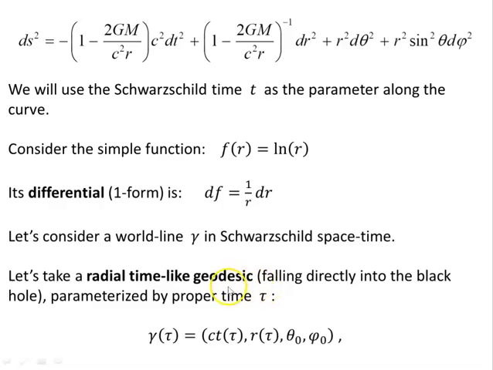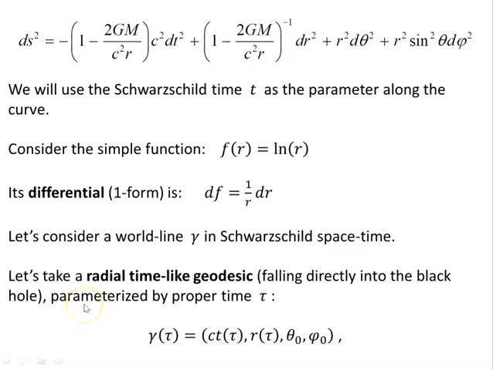For non-spinning black holes, you can have purely radial motion. You can't have that with the spinning black holes. That's not possible because of frame dragging. So let's take a radial time-like geodesic that's falling directly into the black hole. So it could be an observer or a particle with mass.